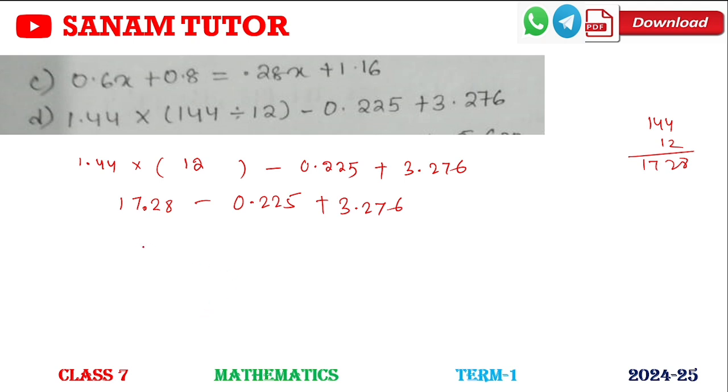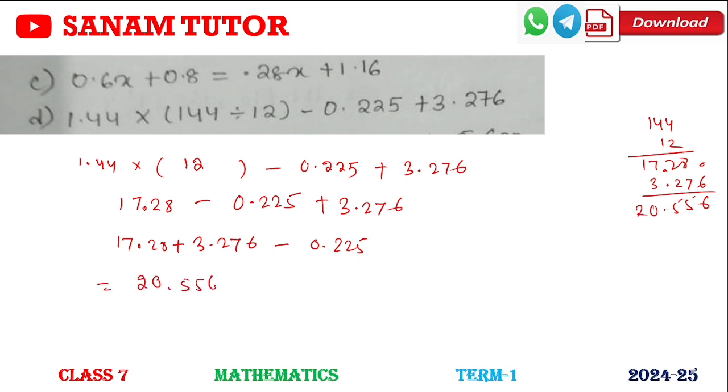So now first we do addition, that is 17.28 plus 3.276 minus 0.225. Now addition first, that is 3.276, 6, 15 carry 1, 5 carry, sorry, 730 carry 1, 2. So the answer will be 20.556 minus 0.225. Now minus 6 minus 5, 1, 3 3, 20.331.